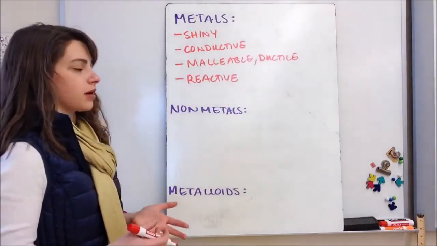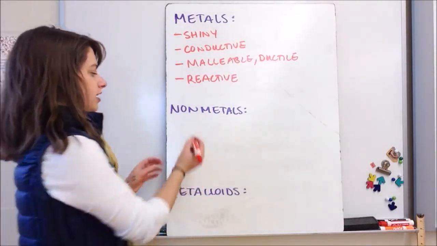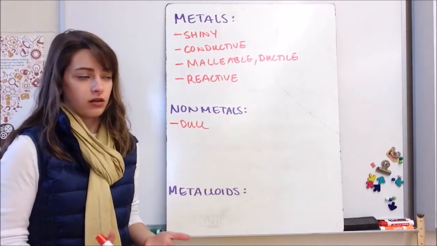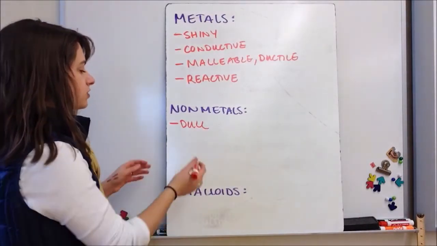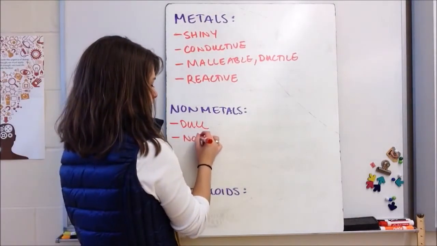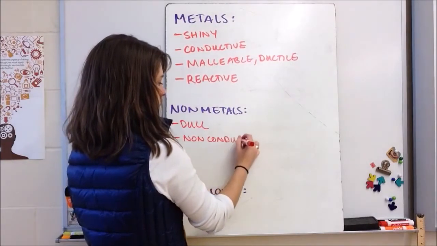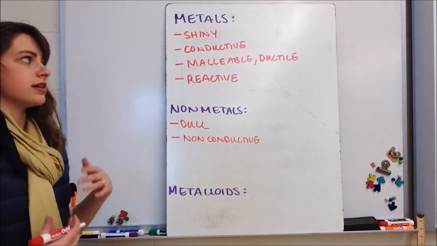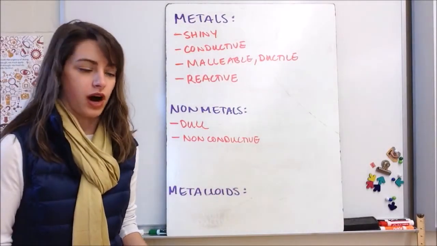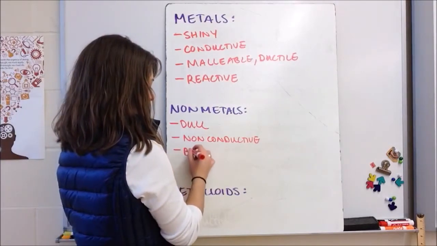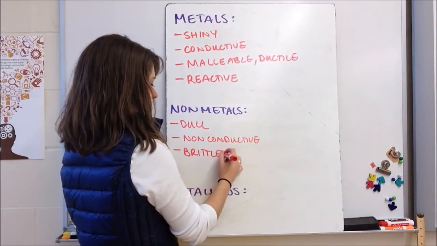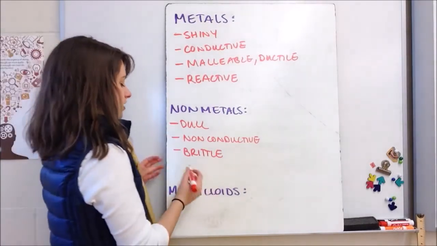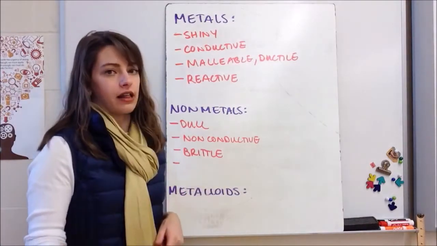So we're going to look at the other end of the spectrum, and we're going to look at nonmetals. Nonmetals have very different properties from metals. If metals are shiny, nonmetals are dull. So all of our nonmetals are not shiny at all. Our nonmetals are not conductive. Non-conductive means that they don't conduct electricity. You can't bend them, you can't make them into wires. They are brittle. They will break if you try to bend them. And then finally, if metals are reactive, our nonmetals are non-reactive in their elemental form.